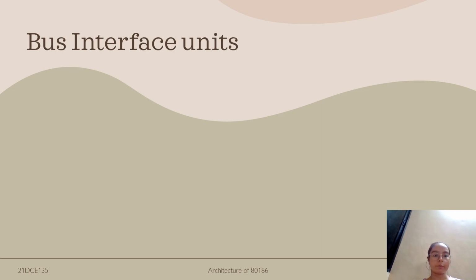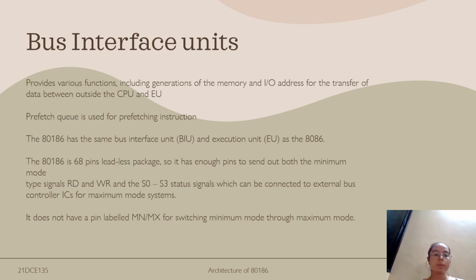Now we see the bus interface unit. The bus interface unit provides various functions including generation of memory and I/O addresses for the transfer of data between outside the CPU and the EU. There is a prefetch queue that is used for prefetching the instructions.